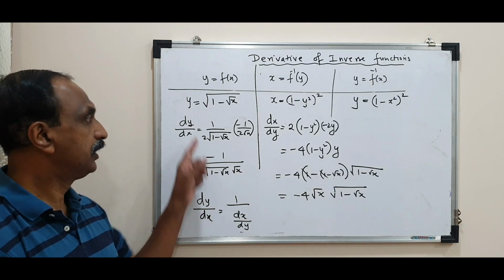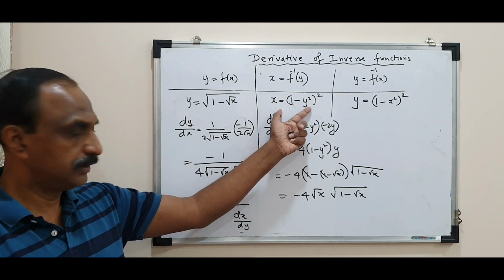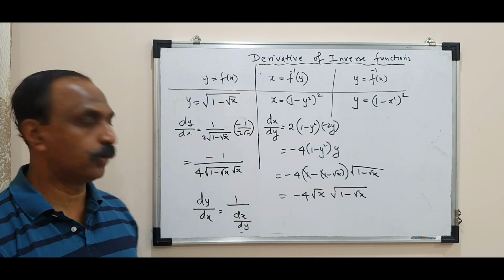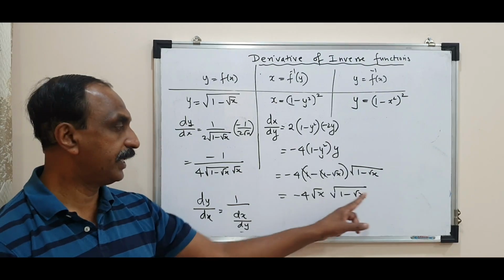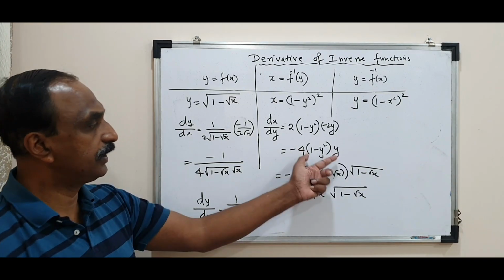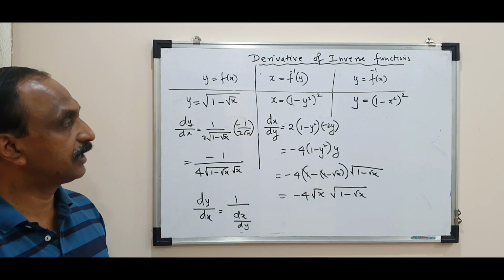What should I do? Whichever you can differentiate easily, suppose this is easy to differentiate, differentiate that and then take the reciprocal. You will get the derivative of the inverse function. But the only thing is, x will be in terms of y and y will be in terms of x. That means if I want to find dy by dx, I need to just interchange the variables. Then I will get dy by dx.